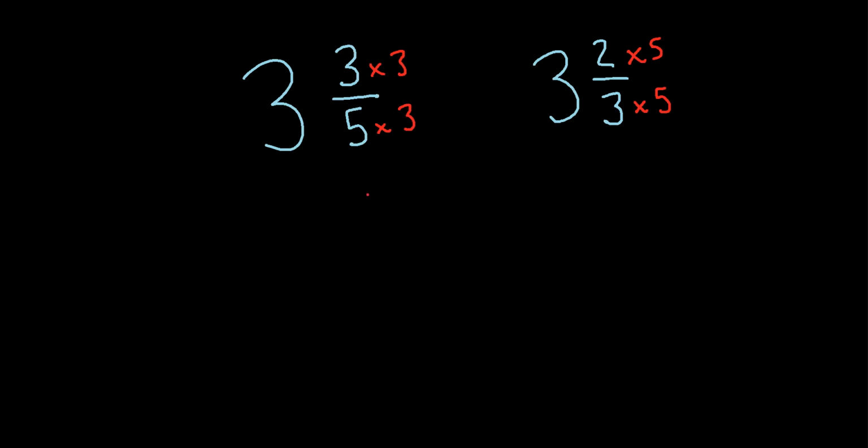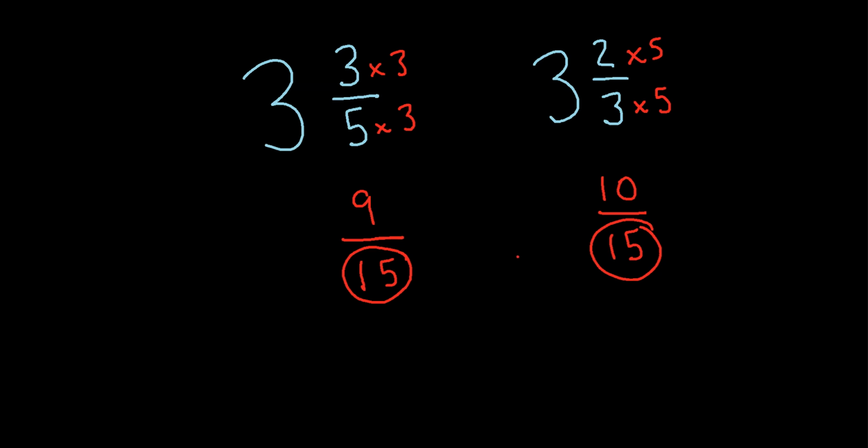3 times 3, that's 9. Let's write that right here. 9 over 5 times 3 is 15. And then over here we have 2 times 5, that's 10, over 3 times 5 is 15. So notice what we've done. We converted 3/5 and 2/3 into 9/15 and 10/15. So these fractions have the same denominator.